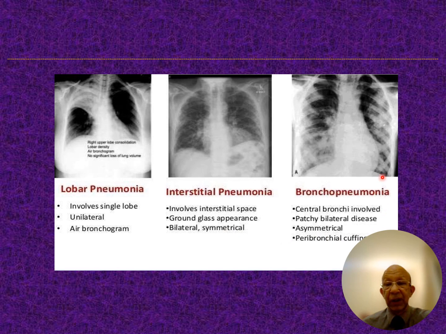The bronchopneumonia is actually patchy and bilateral, right? And it doesn't necessarily respect lobar anatomical distribution, okay? And it's usually asymmetrical bronchopneumonia. So it's important to be aware of these three patterns, right? Lobar pneumonia, interstitial pneumonia, and bronchopneumonia.